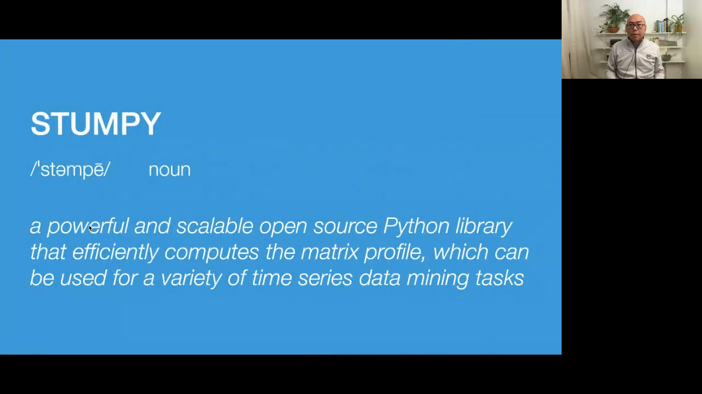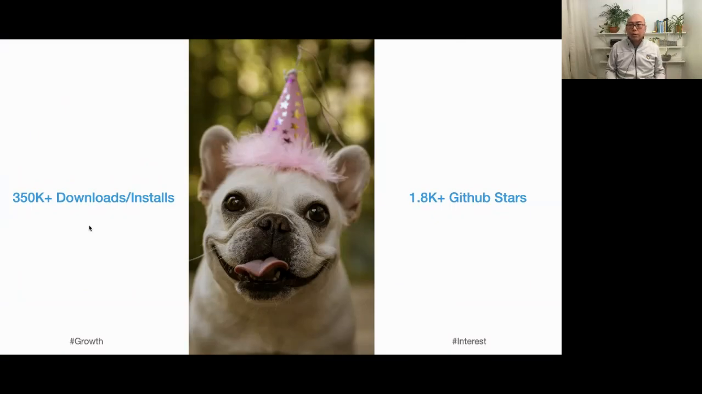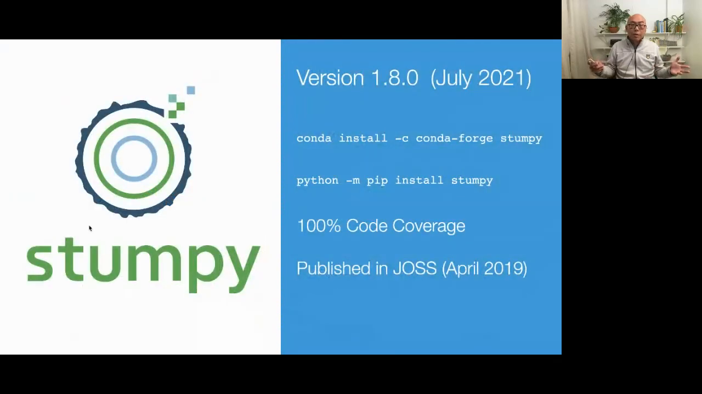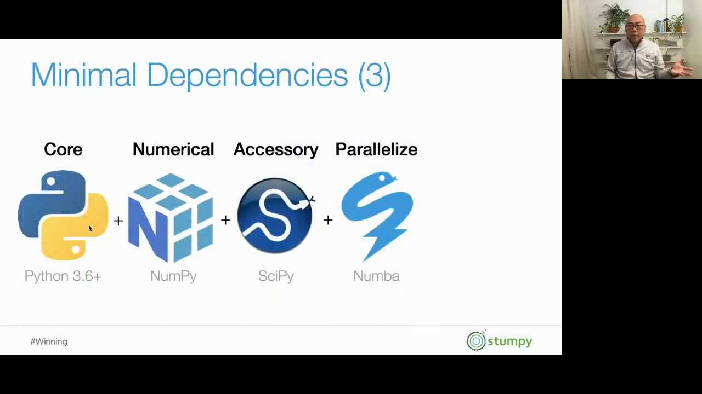STUMPY is a powerful and scalable open source Python library that efficiently computes the matrix profile for you, and it can be used for a variety of time series data mining tasks. We have over 350 thousand downloads and installs in the past 2 years since we started, and over 1,800 GitHub stars. And you can conda and pip install it. Most importantly, we have 100% code coverage, and we published in the Journal of Open Source Software. STUMPY has minimal dependencies. If you already have NumPy and SciPy installed, the only other additional dependency is Numba. And you can actually parallelize this using Dask as well, but Dask is not a requirement.